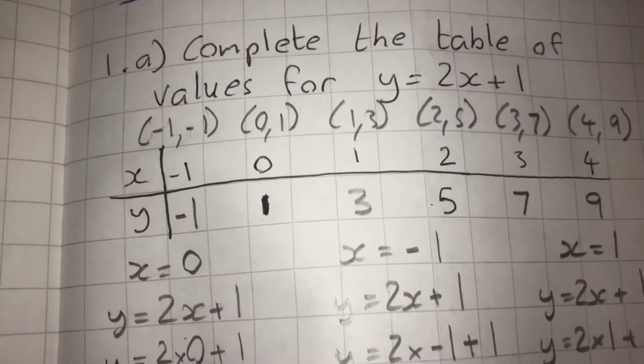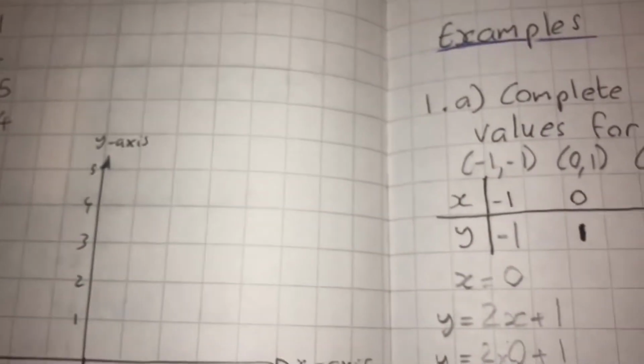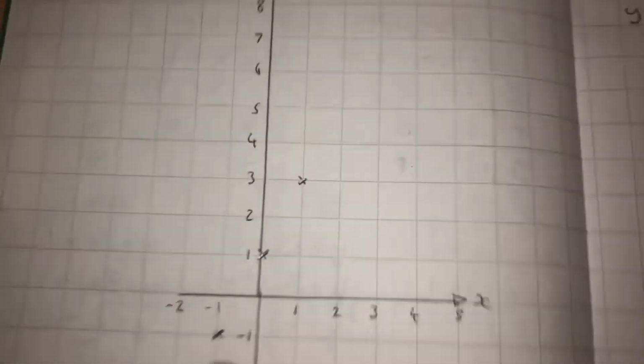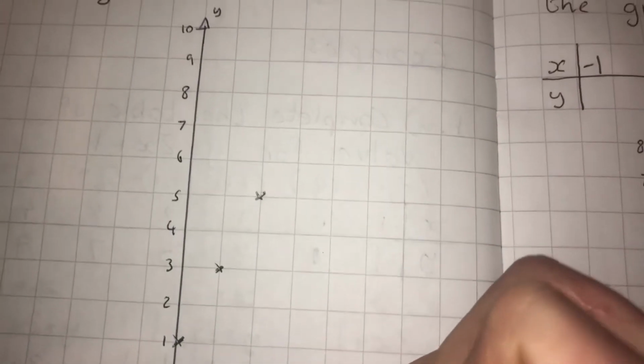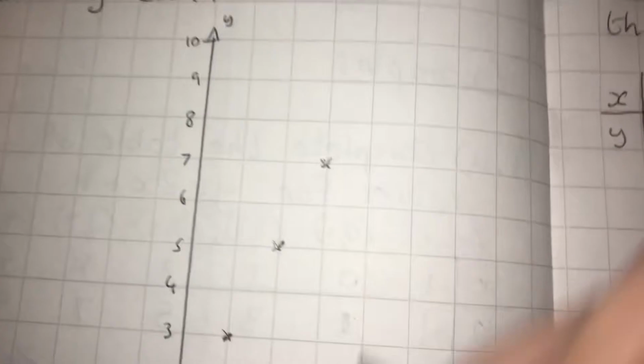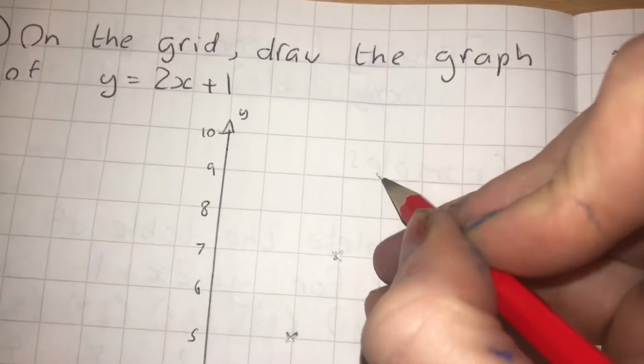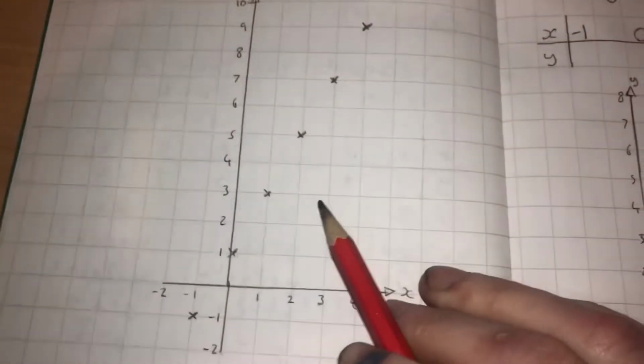Okay, so -1, -1, sorry. Not -1, 1. Okay, and then the next one is 0, 1. So 0 and then up 1. Alright. The next one is 1, 3, so 1 across, 3 up. 2, 5, 3, 7, 4, 9. So 2, 5. And you can see I'm getting a nice straight line. 3, 7. And the last one I had was 4, 9. And I get a nice straight line from those, okay?